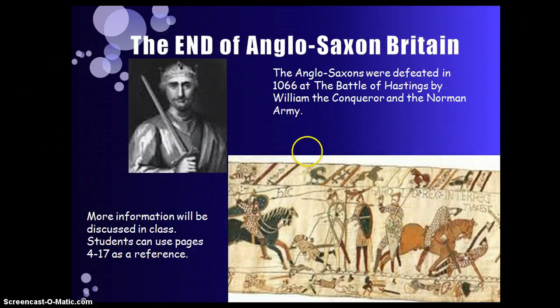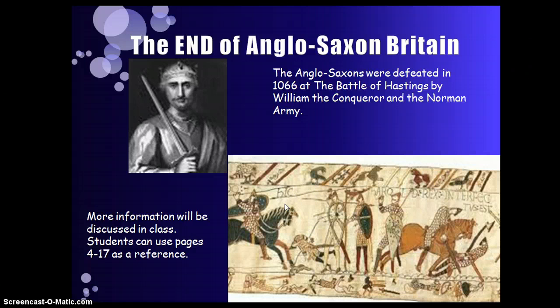And then last but certainly not least, as far as the overview, we're going to talk about who defeated them. They were defeated in 1066 at the Battle of Hastings. William the Conqueror led the Norman army to defeat them. I put a little lovely photo of him, and a tapestry, which was very famous at the time period. Tapestries were a kind of artwork, referencing that battle.